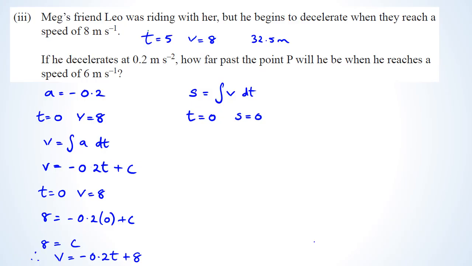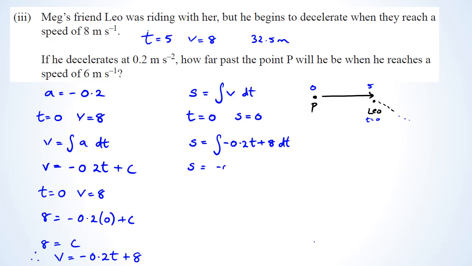So this is 5 seconds after P. Let me just draw you a little diagram to show you what I've done. So this is point P. They're going along, and then this is the point where Leo starts to decelerate. It's almost like looking at it as two timelines. From here to here is 0 to 5 seconds for the first part. But for the deceleration part, t equals 0, and then whatever time goes along after that. All right? So integrating for displacement, I've got S is equal to the integral of negative 0.2t plus 8 dt.